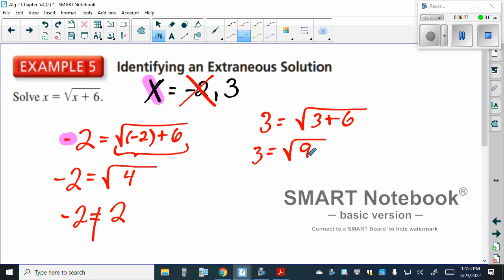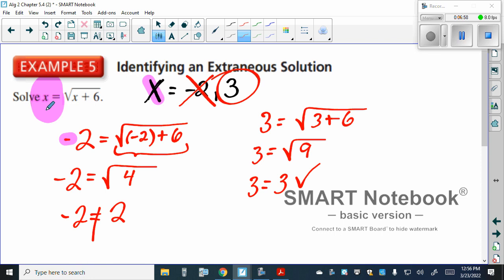3 plus 6 is 9, and the square root of 9 is 3. So that means 3 is our solution. And a lot of this here with extraneous solutions, where this comes up and why this gives us answers that don't work, is revolving around the fact that we have this variable outside the radical that's being squared. It's causing these extraneous solutions to appear.